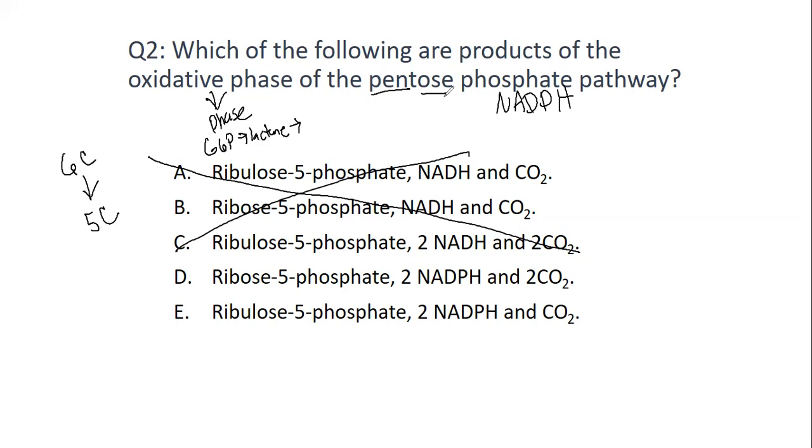So another strategy to think about how to answer this on multiple choice is you're losing 1 carbon. Here you're losing 1 carbon. Here you're losing 2 carbons. So if you don't remember if it's ribose or ribulose, because those words are very similar, hopefully that strategy showed you how to tackle this. And it's ribulose 5-phosphate, 2 NADPH, and 1 carbon dioxide. So that's from stage 1, the pentose phosphate pathway.